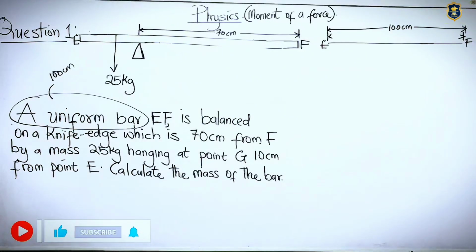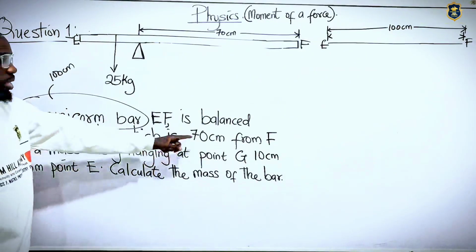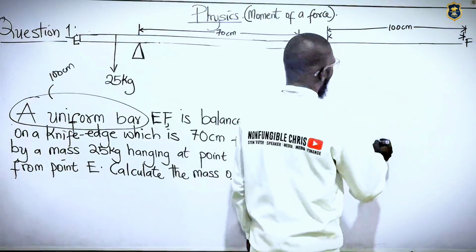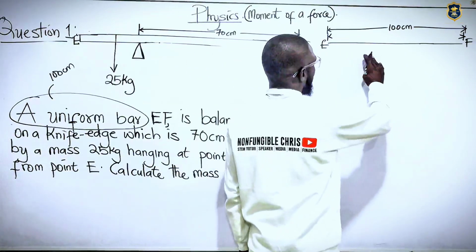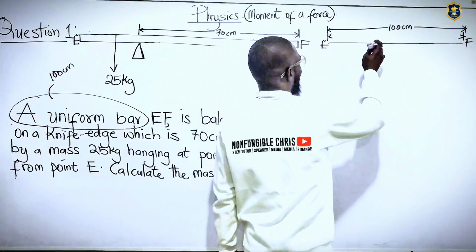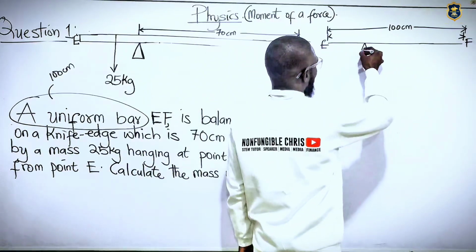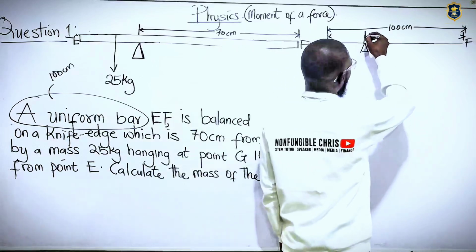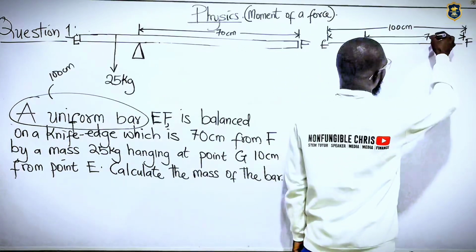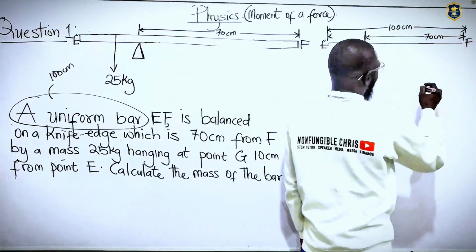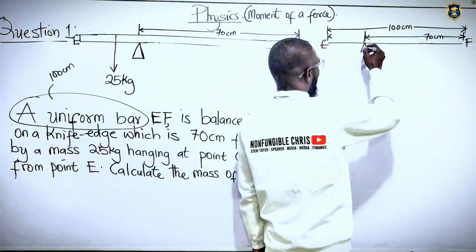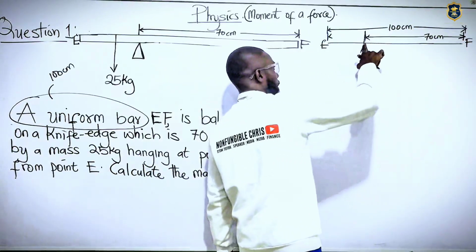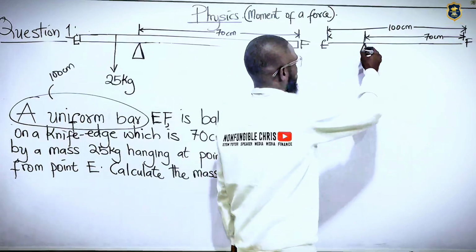EF is balanced on the knife edge, which is 70 cm from F. So the bar is balanced on the knife edge 70 cm from F. So from F we have a knife edge. Let's assume this is our 70 cm mark. So from here to the edge is 70 cm. This is where the knife edge is balanced from. So 70 cm from F down to here is 70 cm.